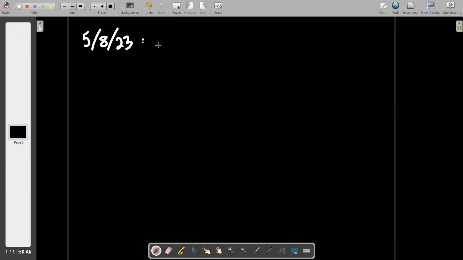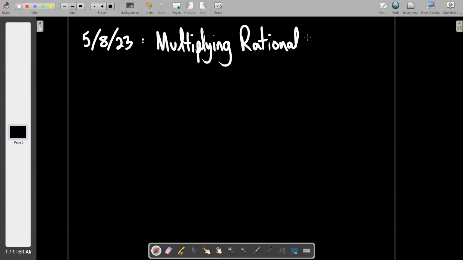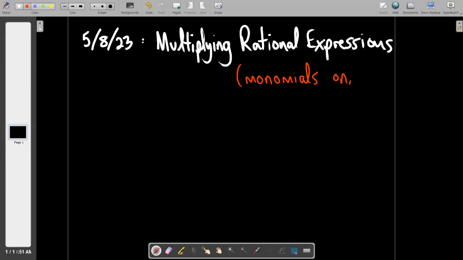What we're doing today is multiplying rational expressions, which I know we already did, but I wanted to give you a day where the only ones that we're going to see are monomials. That means there won't be any plus or minus signs in today's notes or in today's work. So I don't even have examples scripted.